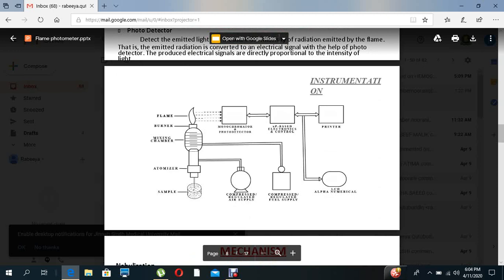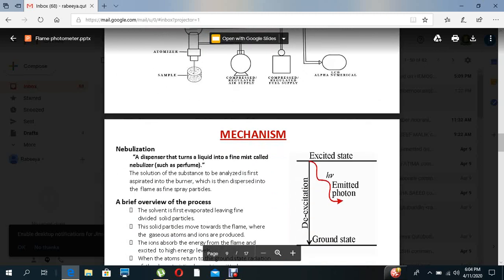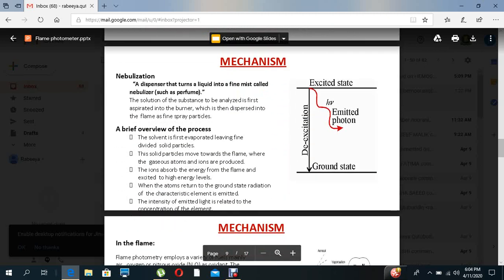Here we have a picture of the flame spectrometer, and now we are going to move on to the mechanism. Nebulization is a process in which a dispenser turns a liquid into a fine mist, such as perfume. The solution of the substance to be analyzed is first aspirated into the burner, which then disperses it into the flame as fine spray particles.